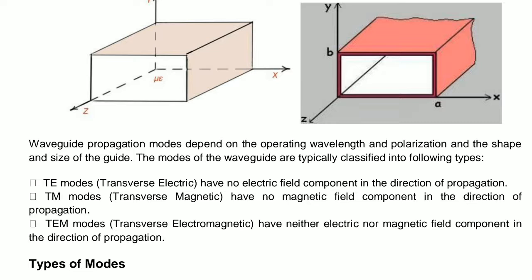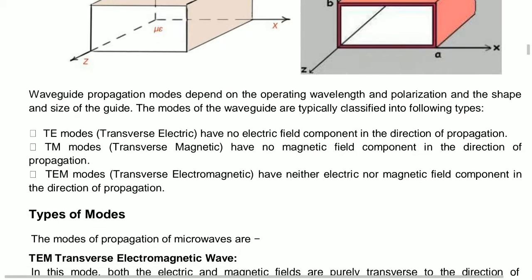So please remember, there are basically three types of modes. Among these three modes, TE and TM modes are supported by the waveguide, but the TEM mode is not supported. It is only supported by transmission lines. So please remember, these are the basic differences and the various definitions of the simple propagation modes. Now we'll move forward.